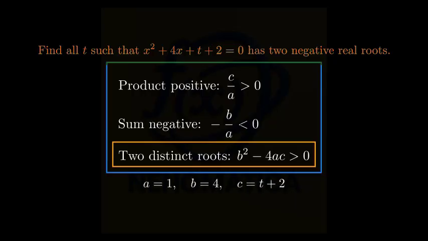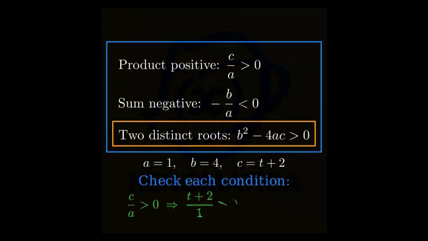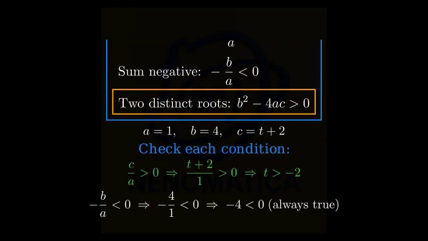In our equation, a equals 1, b equals 4, and c equals t plus 2. Let us plug these into the 3 conditions. First, product positive gives t plus 2 greater than 0, so t greater than -2. Next, sum negative gives minus 4 less than 0, which is always true, so it adds no restriction on t.